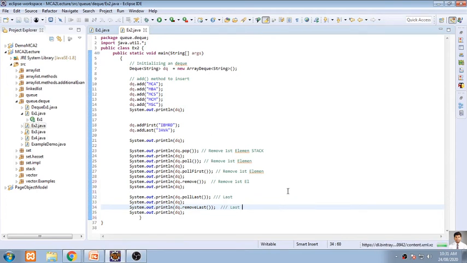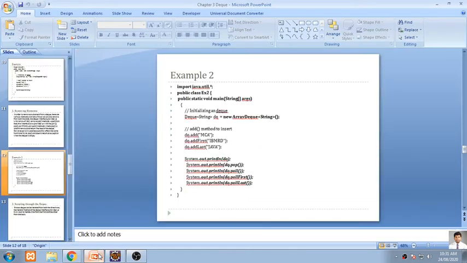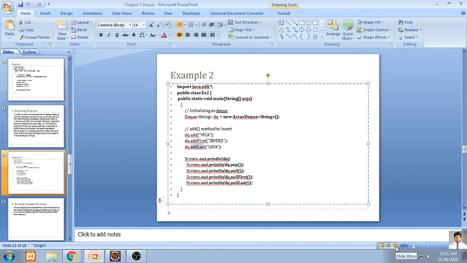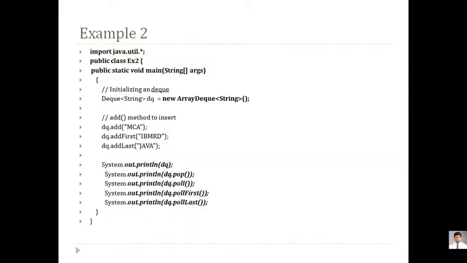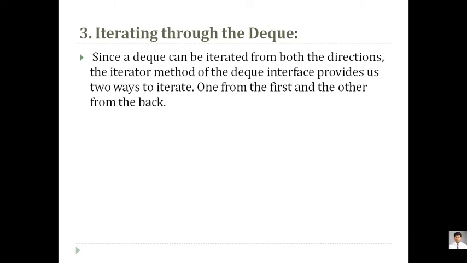So this is nothing but a deque. What is most important is that you should be able to add from the first, add from the last, remove from the first, and remove from the last. We have gone through adding from the first and the last, and in the same way removing from the first and from the last. If you know these functions, that's it. That is the whole purpose of creating a deque, that is double-ended. Now we'll go for the iteration.